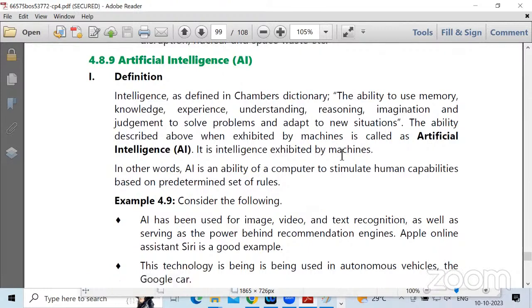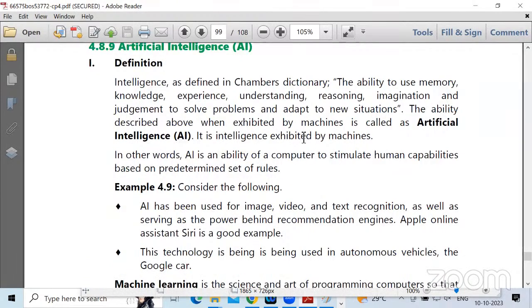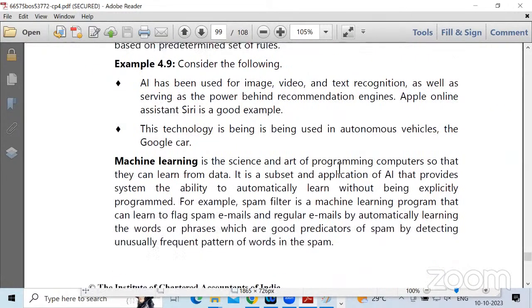Then AI. AI is nothing but artificial intelligence: the ability to use memory, knowledge, experience, understanding, reasoning, imagining, and judgment to solve problems and adapt to new situations. So what is AI, artificial intelligence? Nothing but the ability to use memory, knowledge, experience, understanding, monitoring, imagination, judgment, to solve any kind of problems. The ability described above and executed by machines is called artificial intelligence.